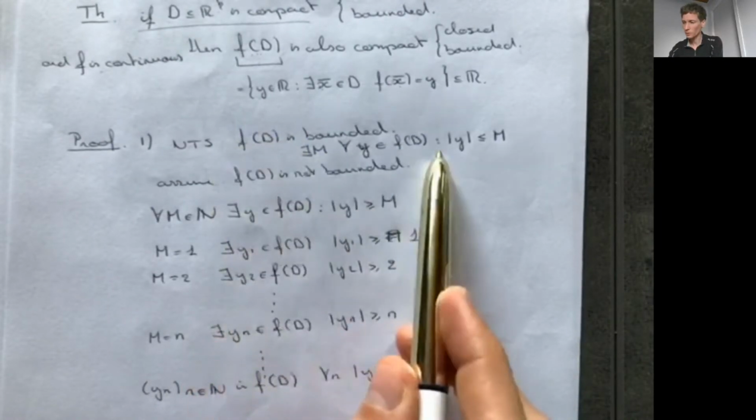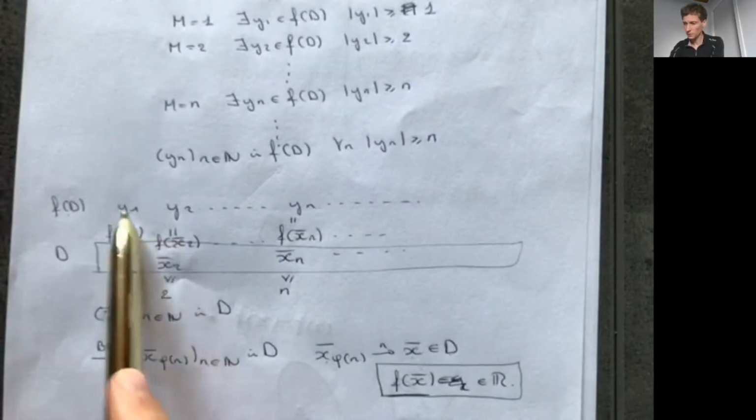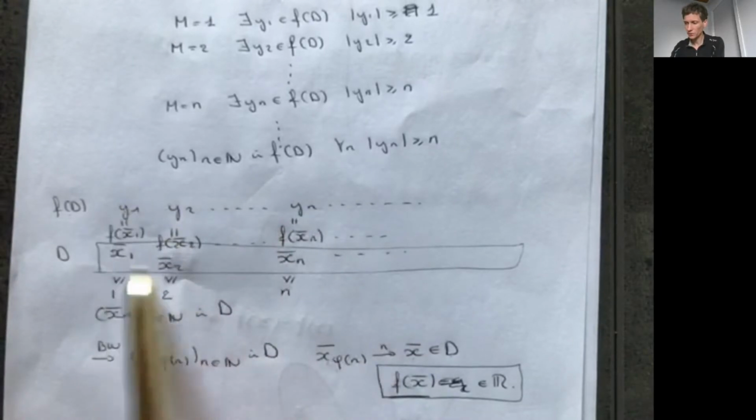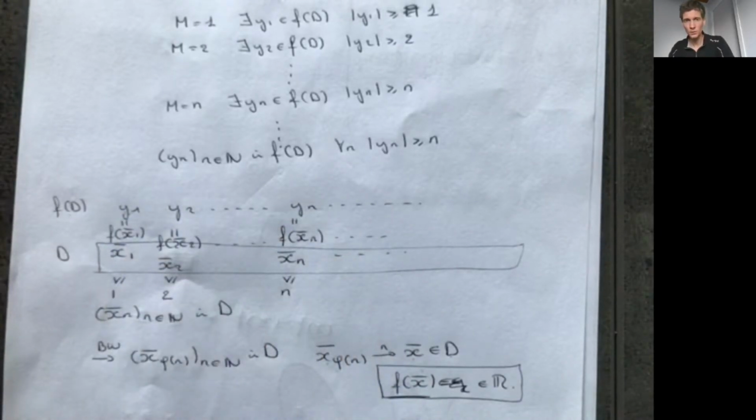So let's recapitulate, right? If this range would not be bounded, basically what we can do is take a sequence of values in the range which get bigger and bigger and bigger. This sequence of values in the range generates a sequence in the domain, and from the sequence in the domain, because the domain is compact, we can get a convergent subsequence.